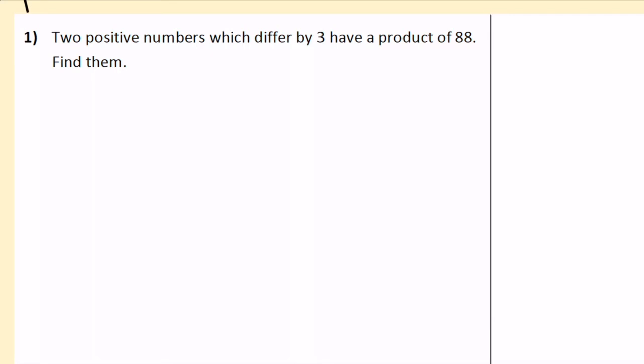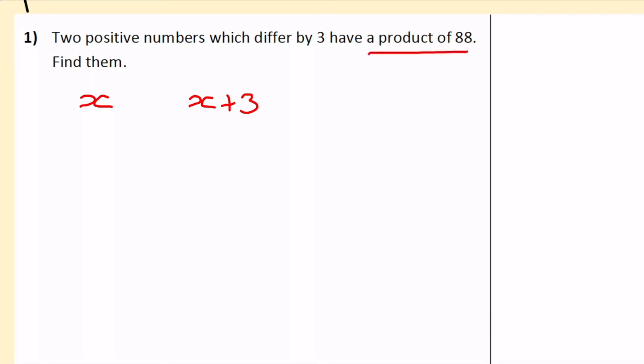So 2 positive numbers. Now it doesn't say that they're even, they're odd, or they're consecutive. It's just 2 positive numbers which differ by 3. So let's choose x for one of them. So if you have any unknowns, we can use algebra to find them. Now if they differ by 3, that means our next number we could write as x plus 3. We could have written that as x minus 3, it could have been 3 less, but then you're giving yourself a negative to work with, and it just makes it more challenging. So you might as well make it a positive, x and x plus 3.